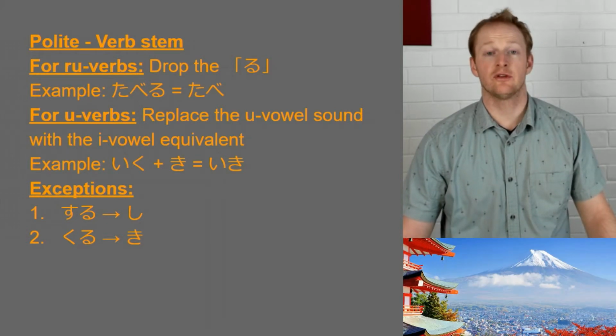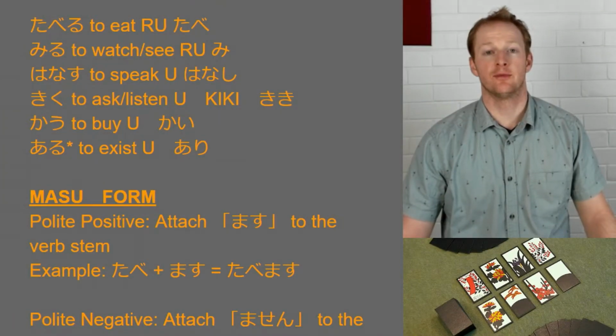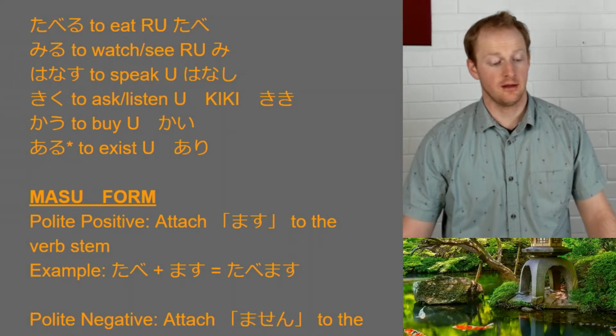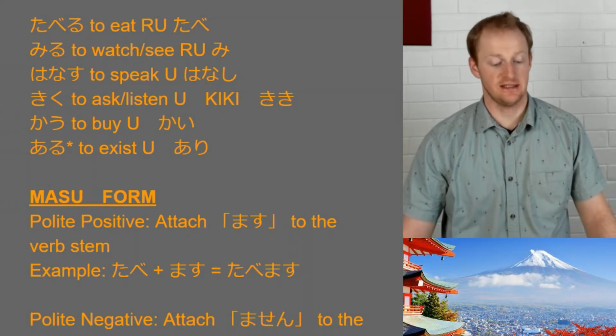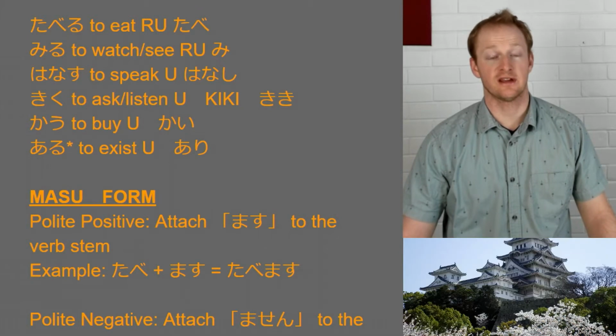Now for our exceptions, suru becomes just shi, and kuru becomes ki. So if we go off that list of verbs we had earlier, we'll end up with taberu becomes tabe, miru just becomes mi, hanasu becomes hanashi, kiku becomes kiki, kau becomes kai, and aru becomes ari.